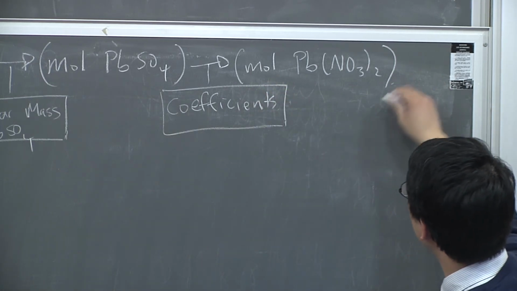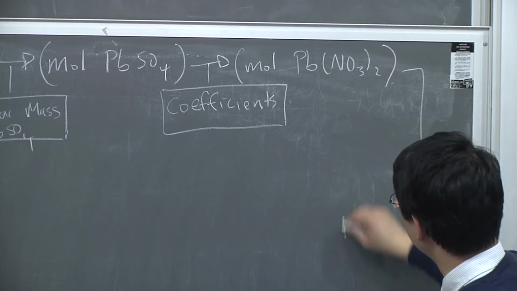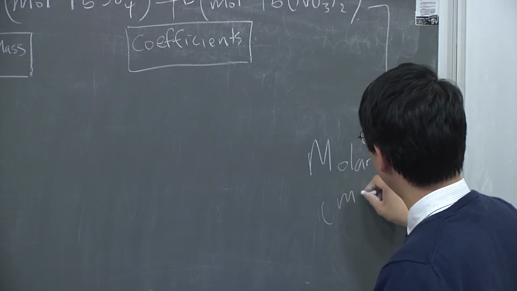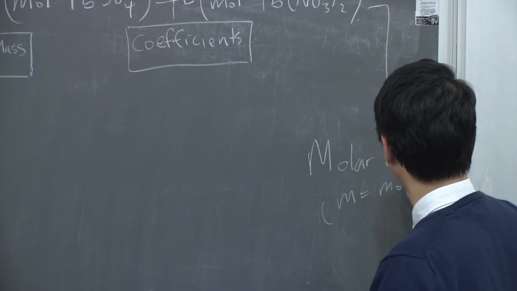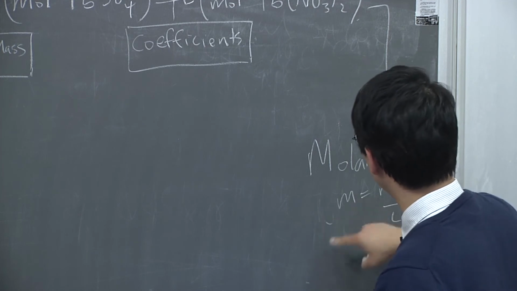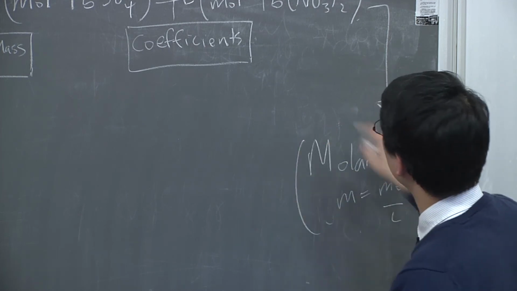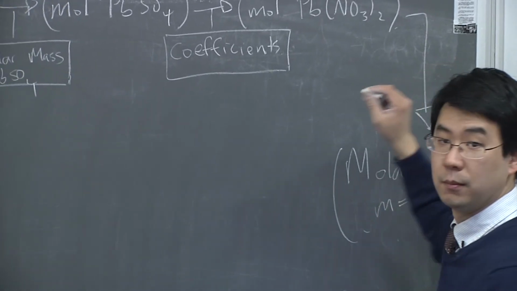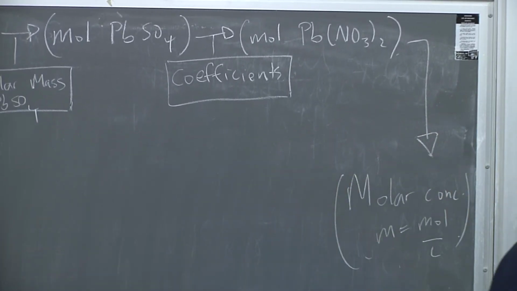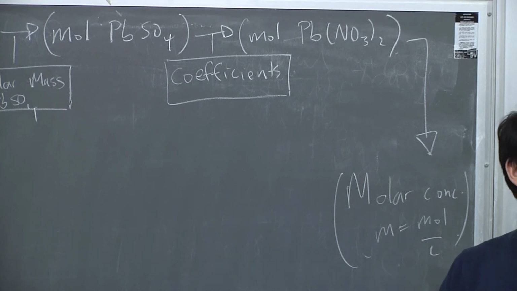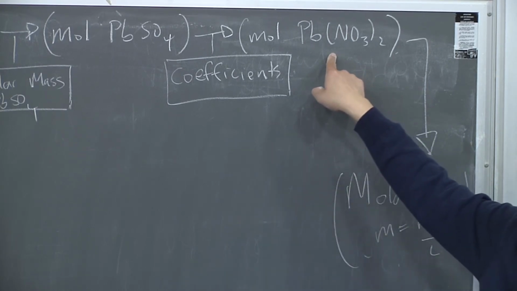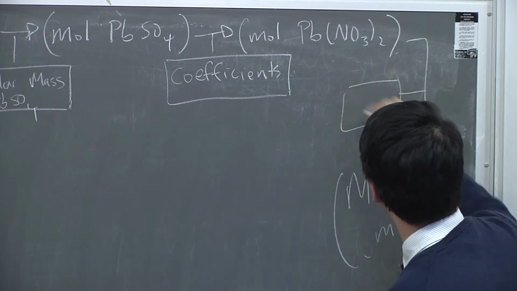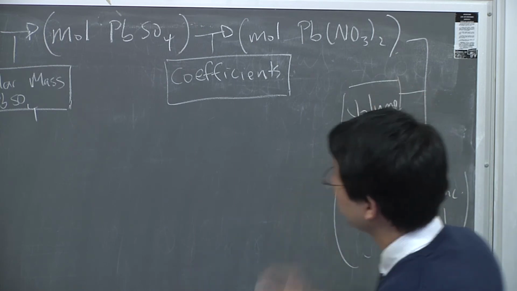Once we have moles, where do we want to go now? We want to go to molar concentration, which is big M, or moles per liter. Once we have moles and we want to get to molar, what do we have to use? Volume. Because once we get here, we have the moles. To get moles per liter, we have to use the volume. We can do this.